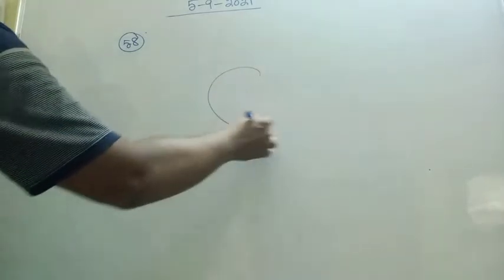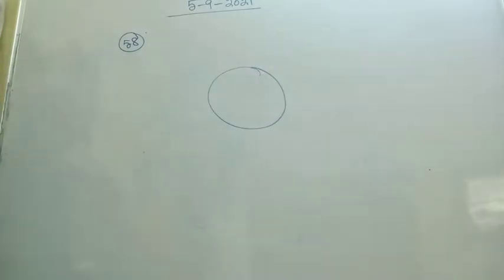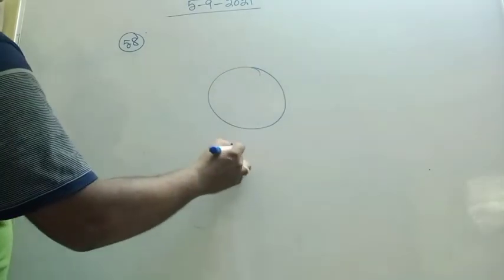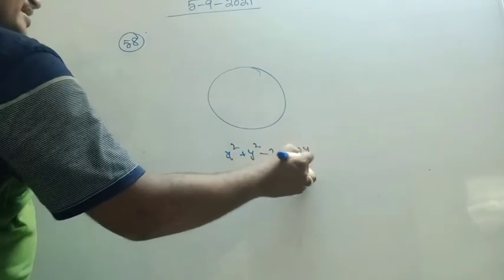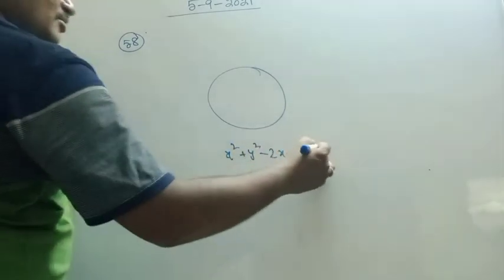Now the 58th question, my dear students: lines are drawn through the point P (2, minus 2, minus 3) to meet the circle x square plus y square minus 2x minus 10y plus 1 is equal to 0. The length of the line segment PA, where A is a point on the circle where the line touches. This is the circle they have given.